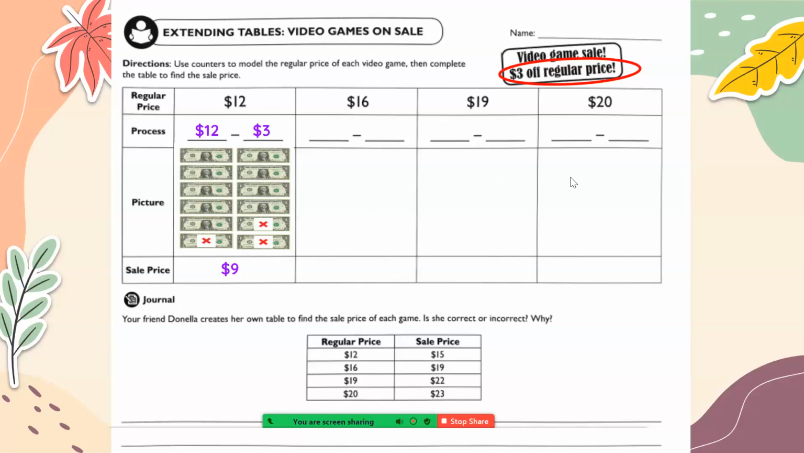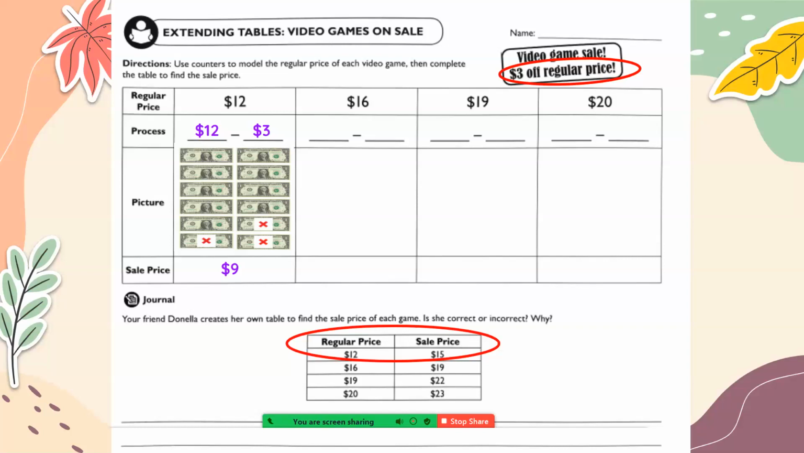Notice this is like one of the IQ released items where it was $6 less than something. Remember that? So this is just like it, but it's more real world for them and using manipulatives so that we can really understand these tables. Now, after they've gone through this, the journal piece is your friend Donella creates her own table to find the sale price of each game. Is she correct or incorrect, and why? That why is really important. So here's what I'm noticing.